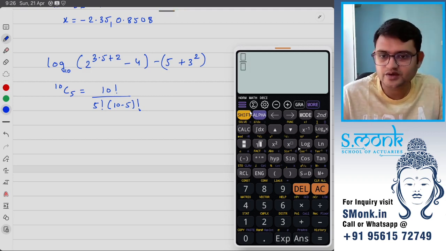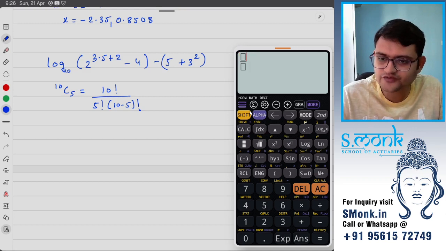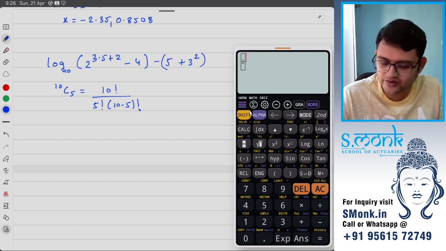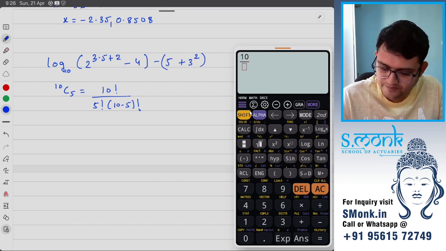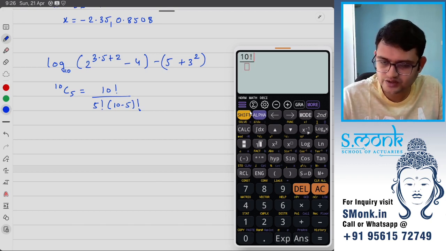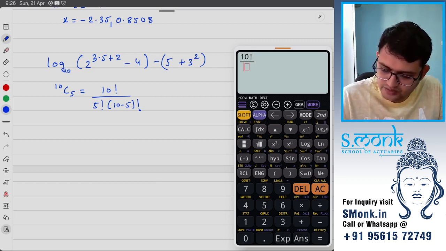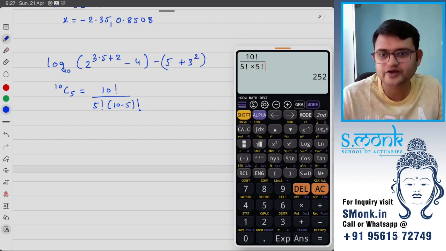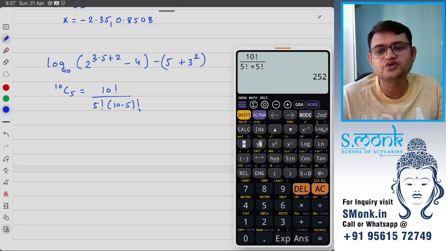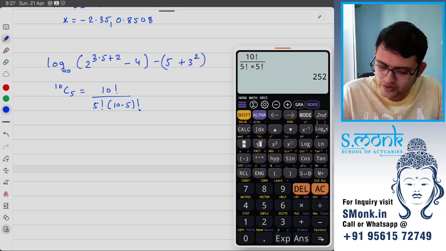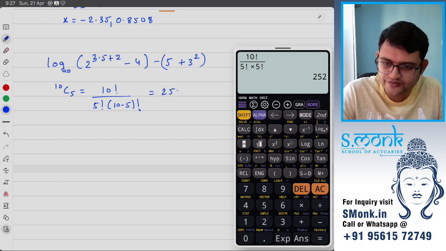You can say fraction, and then if you see the factorial, it is just above x raised to minus 1. You can see here we have factorial. So I can say 10, shift, and I press this x raised to minus 1, I get a factorial. Again, I go down, I want 5, shift, and then factorial into 5, shift, factorial. So I use shift to make this factorial, and the answer is 252.